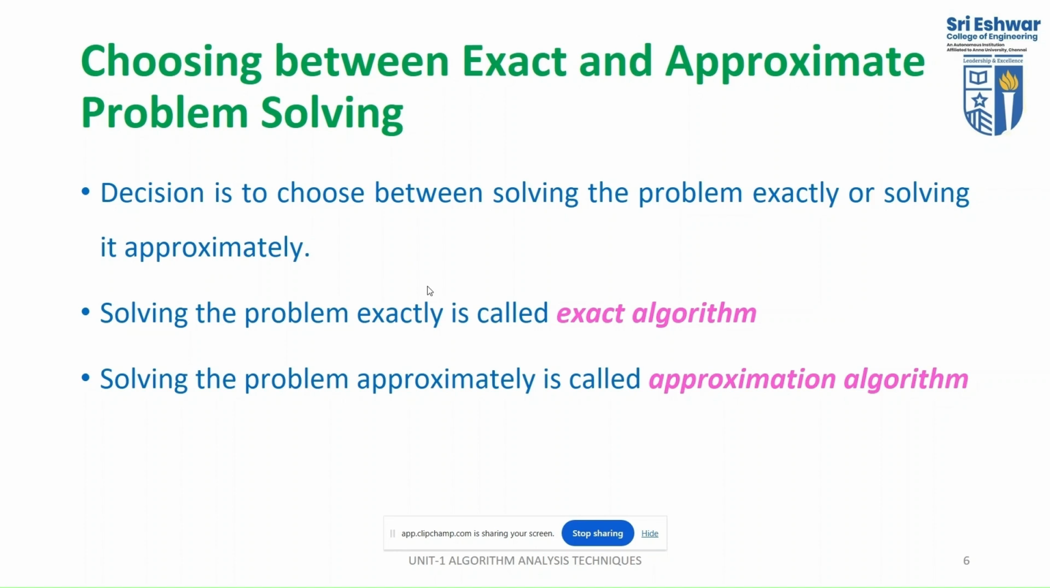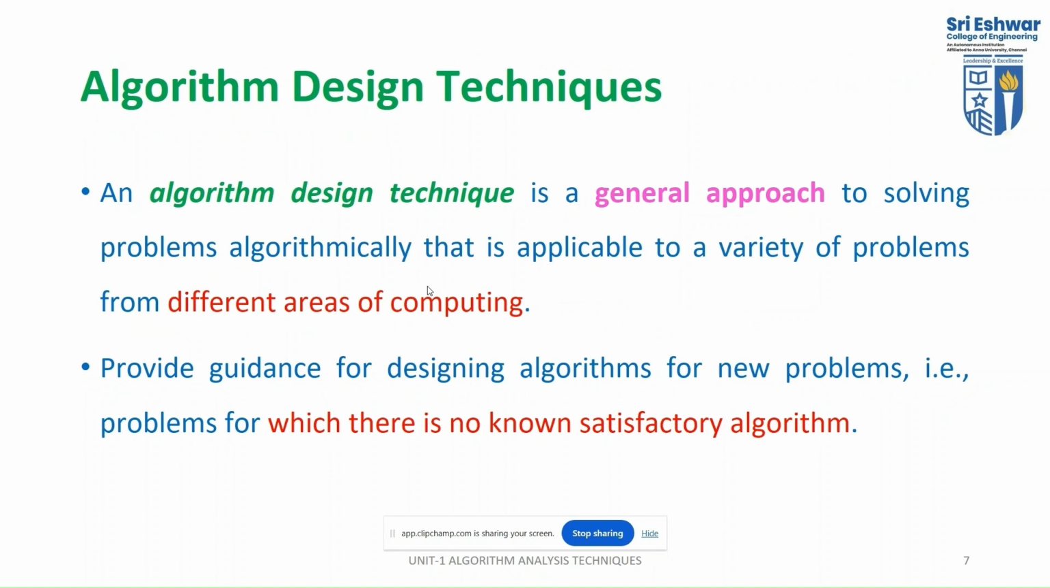Approximation algorithms provide solutions that are close enough to the optimal solution but are faster or use fewer resources. An example is the traveling salesman problem, which can be solved using approximation algorithms if finding an exact solution would be too slow. Next step is algorithm design techniques. There are several design techniques used in algorithm development. The choice of technique depends on the problem type and the desired solution characteristics.